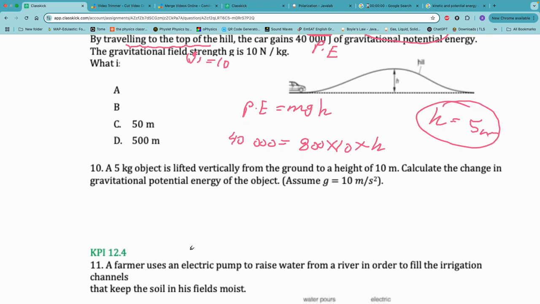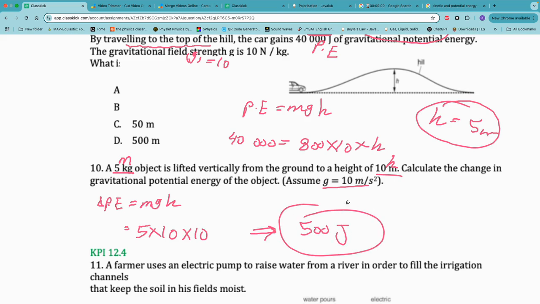Going to question 10. A 5 kilogram object is lifted vertically from the ground to the height of, so obviously this is the mass, this is the height. Calculate the change of gravitational potential energy assuming g as 10. Straightforward. So change of gravitational potential energy is mgh. Our mass is 5. You just substitute, 10 times 10. Also simple math, it gives 500. Don't forget the measuring unit, which is joules.